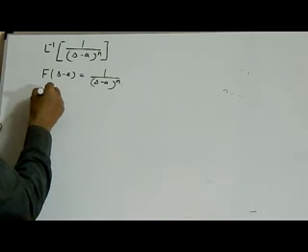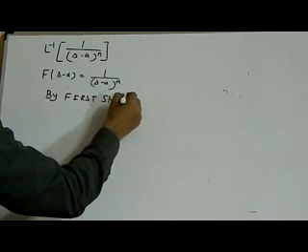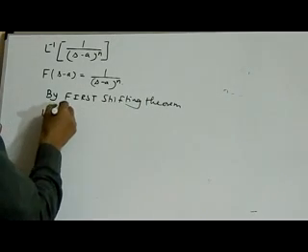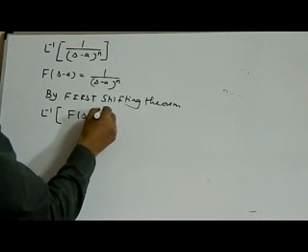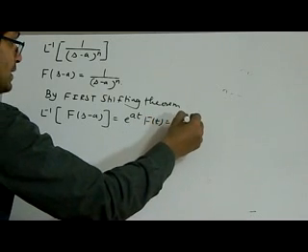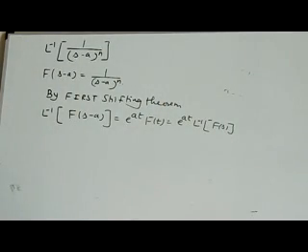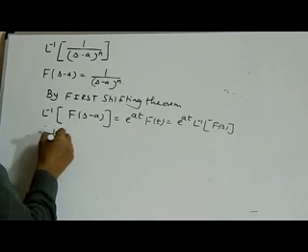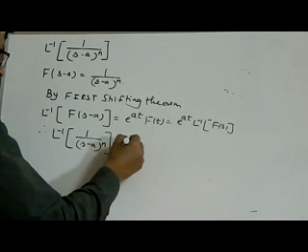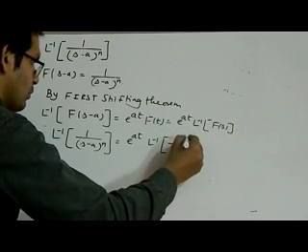Okay, by the first shifting theorem, L inverse of f of s minus a is simply e to the power at into f of t. Now what is f of t? That is L inverse of f of s. Now we will try to resolve this situation. So therefore L inverse of 1 upon s minus a whole to the power n is simply e to the power at into L inverse of 1 upon s to the power n.